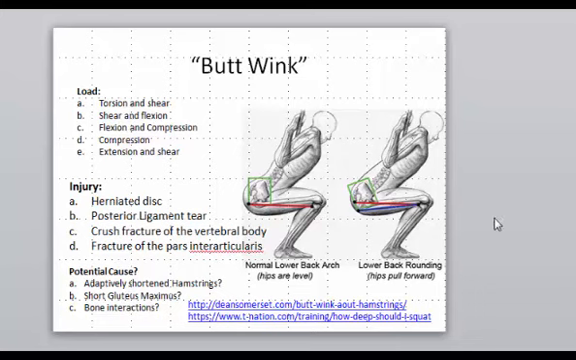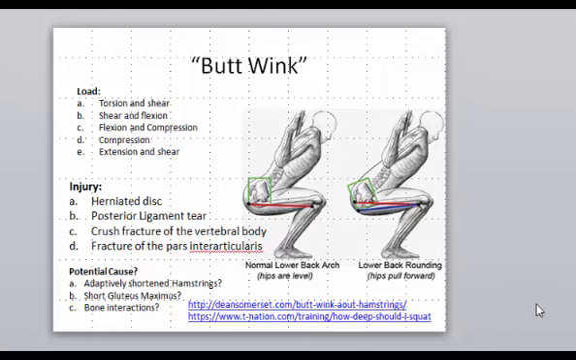Because when you go into butt wink, what is the load, injury, and potential cause in this activity? So when you go down and you go into posterior pelvic tilt, you're basically putting your spine in flexion. So you have a flexion and compression scenario because you have this heavy weight or just body weight. You know, it could still be a high compressive load. Then what would be the injury? Potentially a herniated disc, bulging disc, etc.